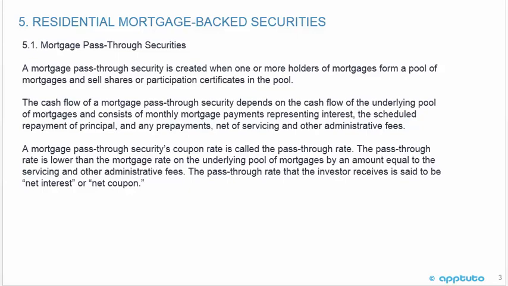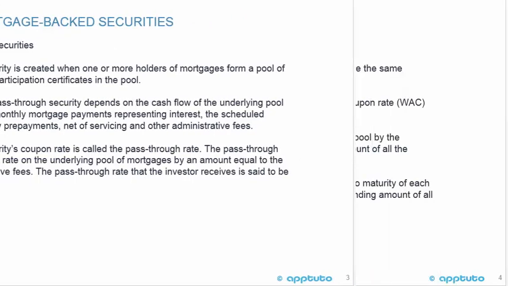The pass-through rate is lower than the mortgage rate on the underlying pool of mortgages by an amount equal to the servicing and other administration fees. The pass-through rate that the investor receives is said to be net interest or net coupon.